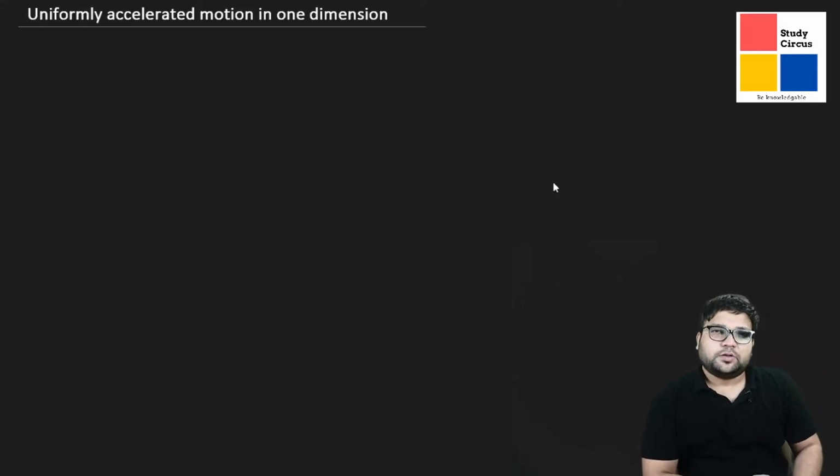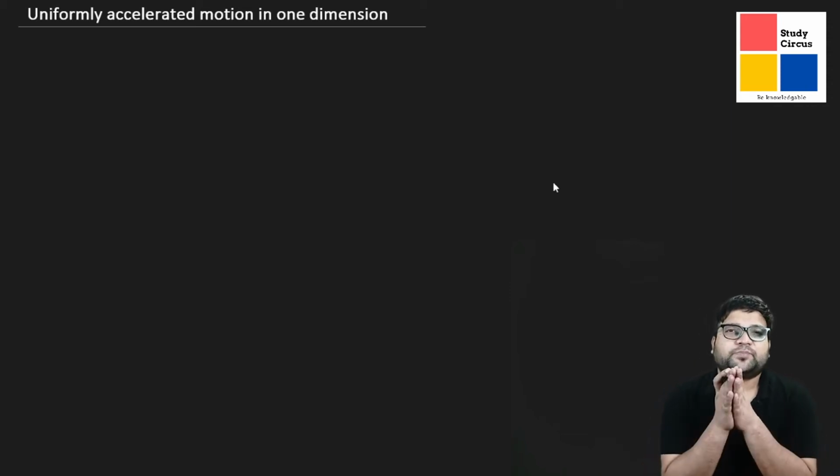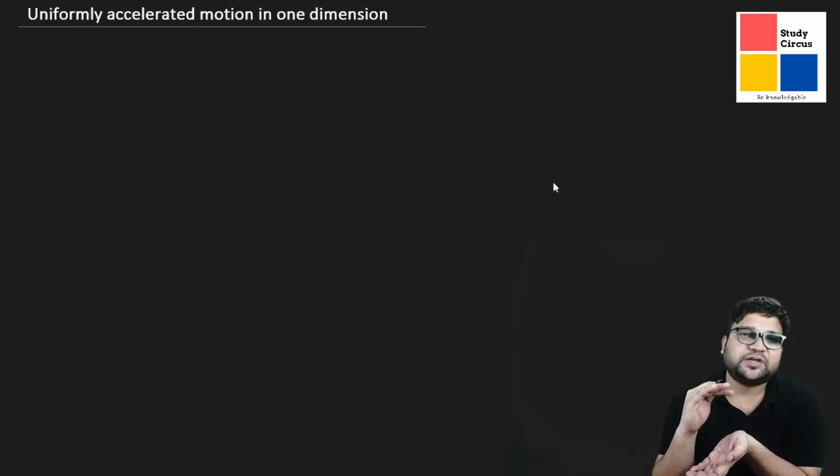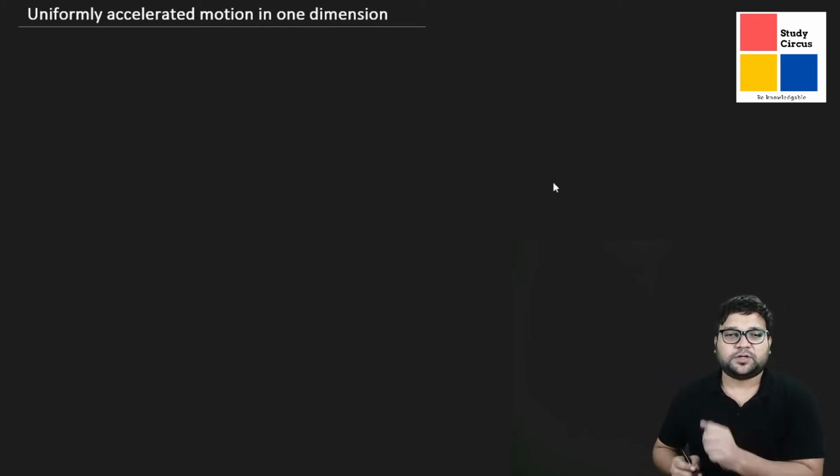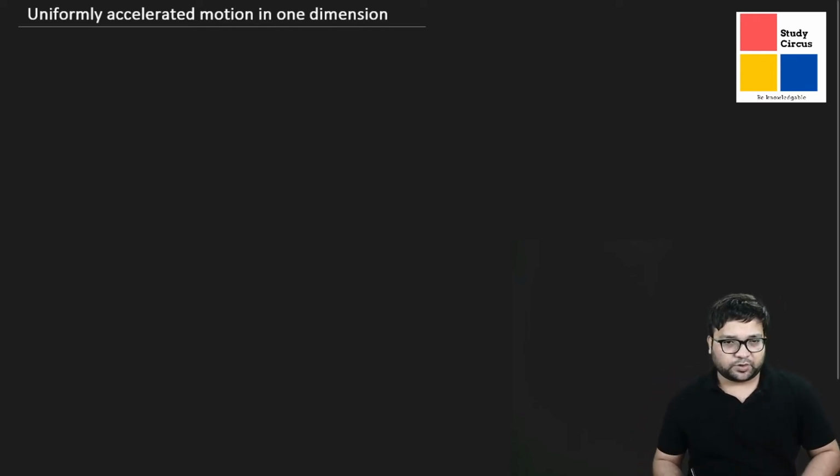Friends, so we learn now the uniformly accelerated motion in one dimension. So what do we mean by uniform? Uniform means uniformity in anything: whatever change is happening, the same amount of change happens in the same amount of time interval. In equal time intervals, if equal changes happen, then we say the change is uniform.